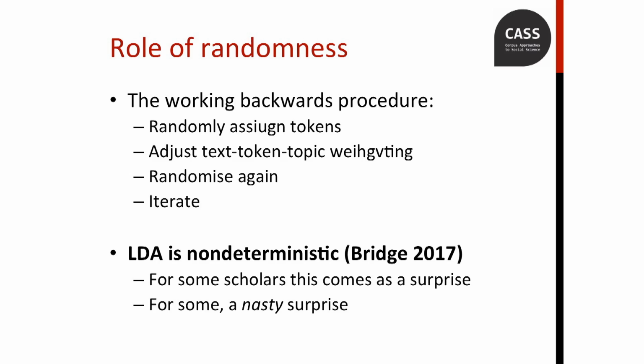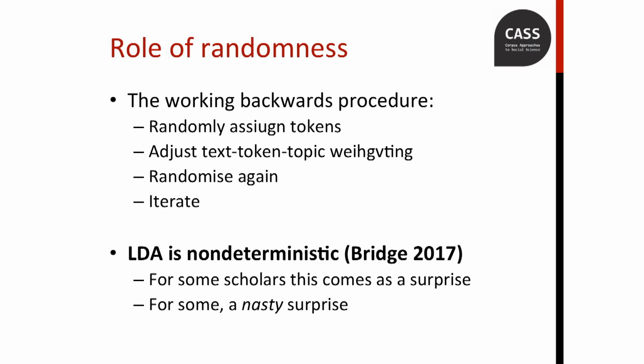Randomness. This working backwards procedure. Something that people don't always grasp is that it involves randomness. The first step is to randomly make a guess, rolling dice, as to what words are in each bin. Then that's evaluated, the probability weightings are adjusted, and then it's randomized again, and then again, and then again, and then again. So it's random at each iteration, but the assumption is that because you're adjusting the weightings, the randomness is going to be converging towards some kind of underlying reality.